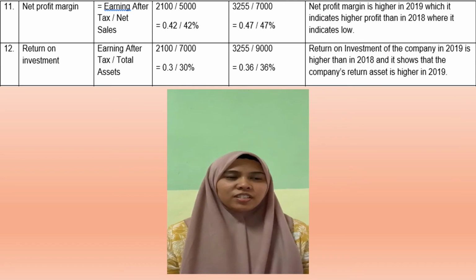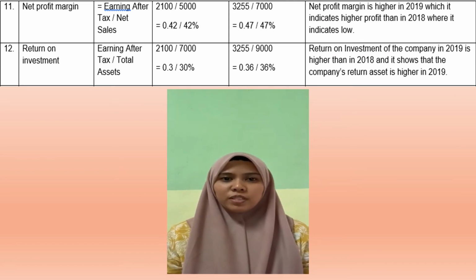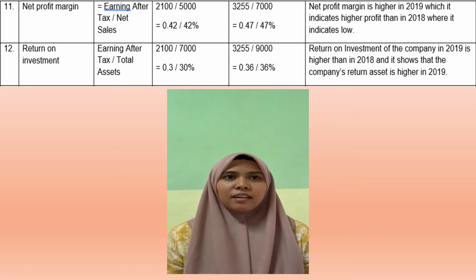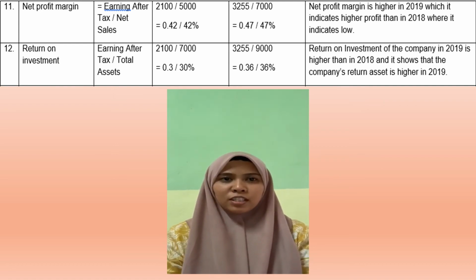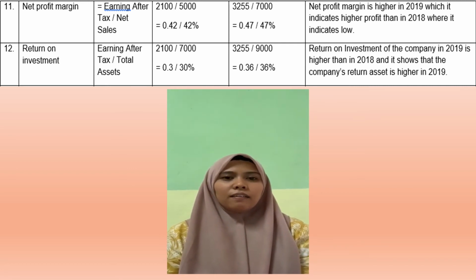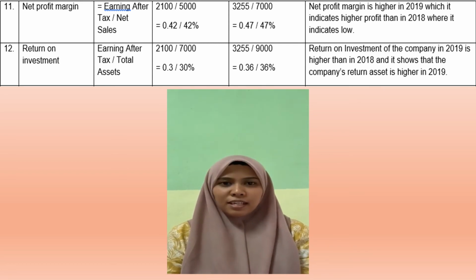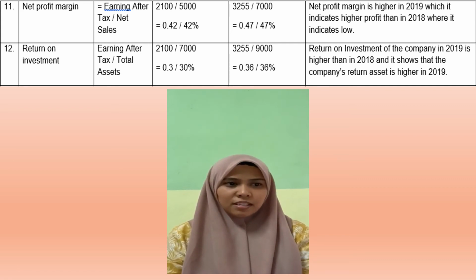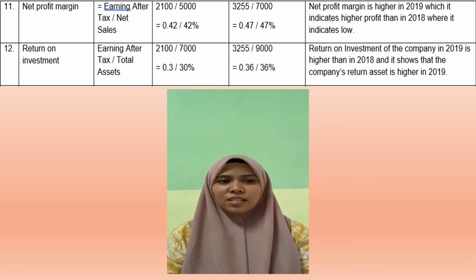Net profit margin in 2018 is 42%, but in 2019 is 47%. Net profit margin is higher in 2019, which indicates higher profit than 2018. Return on investment in 2018 is 30%, but in 2019 it is 36%. Return on investment in 2019 is higher, and it shows that the company's return on assets is higher in 2019.